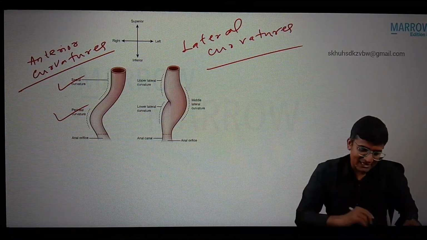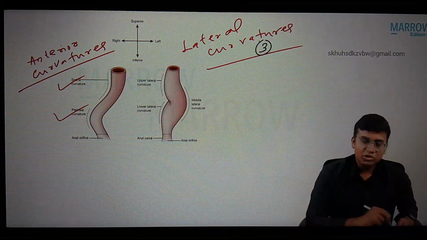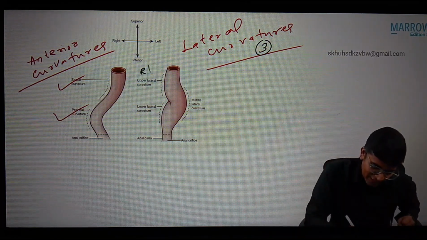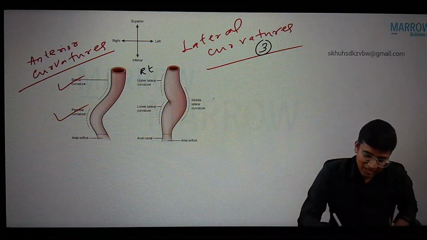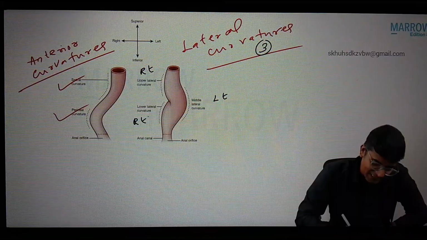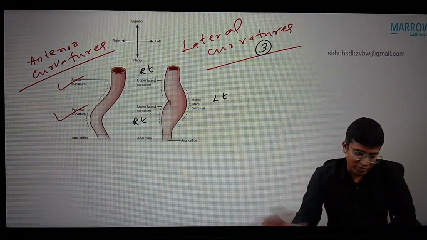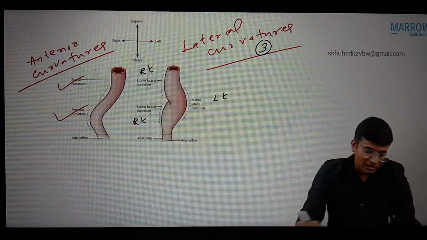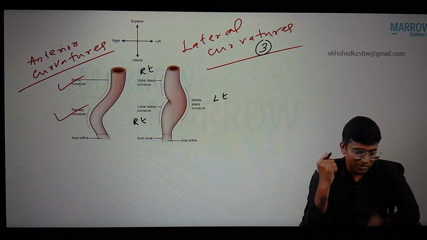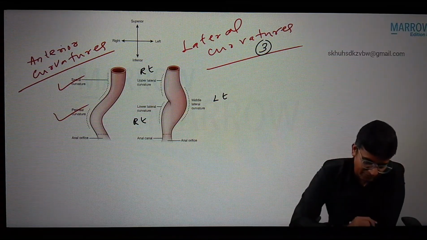Next, on the lateral side, we have three lateral curvatures, two on the right and one on the left. The upper lateral curvature is on the right side, the middle lateral curvature is on the left side, and the lower lateral curvature is on the right side. On the concavity of the lateral curvatures, we have some permanent mucosal folds. These folds are called Houston's valves.